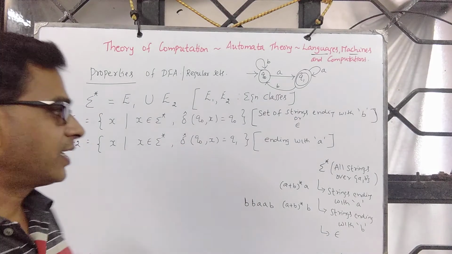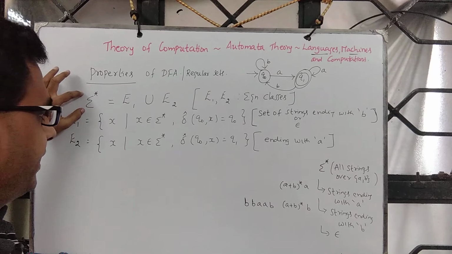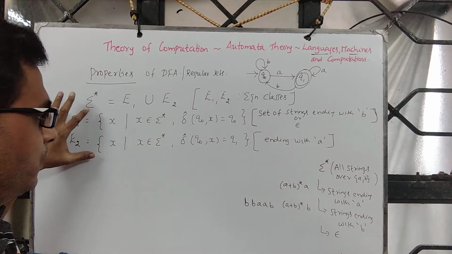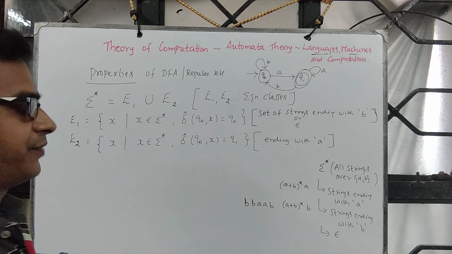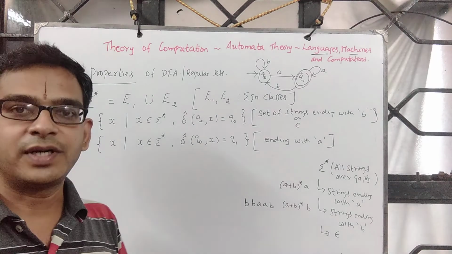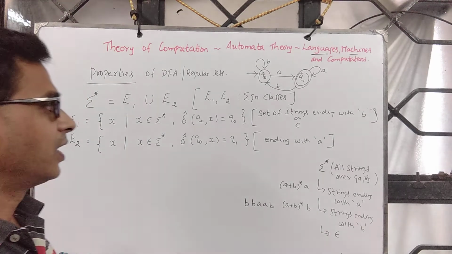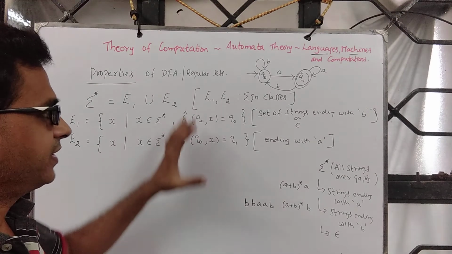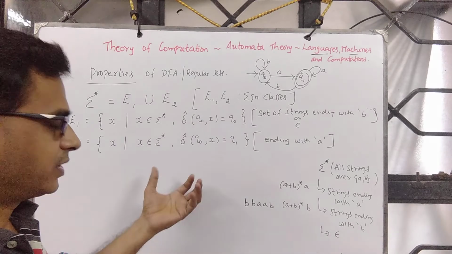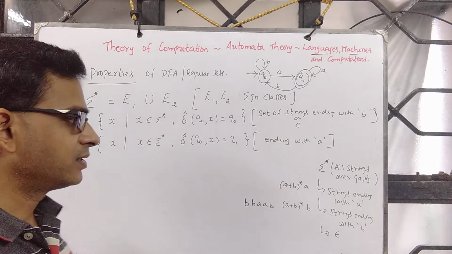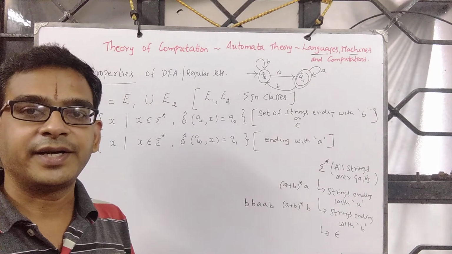So we see that sigma star is clearly partitioned into two equivalence classes. No string is left out. So this is what we were saying. One can define a nice relation on sigma star and then bring out something called equivalence classes to understand the underlying set.